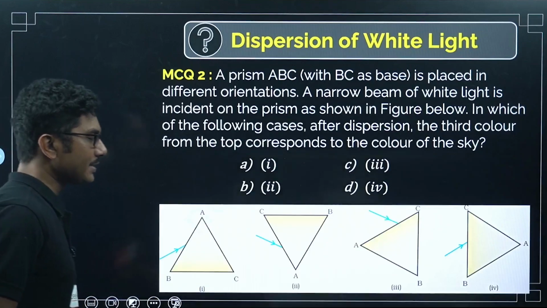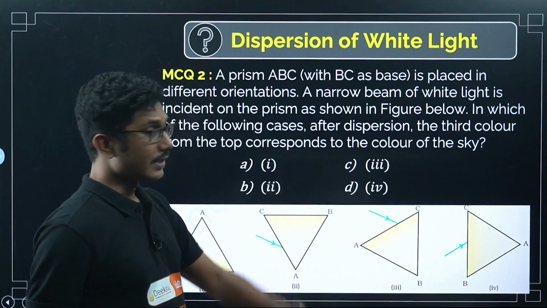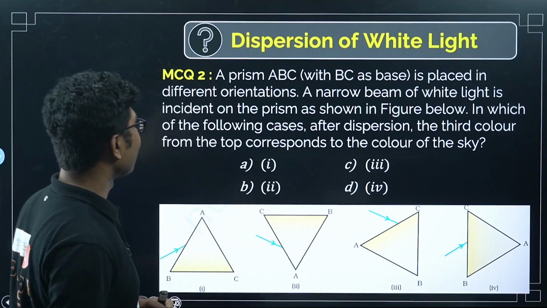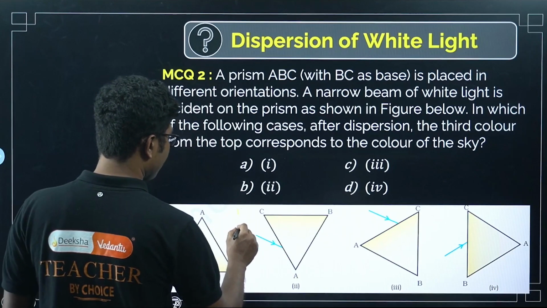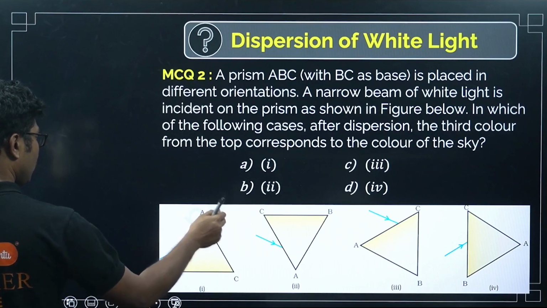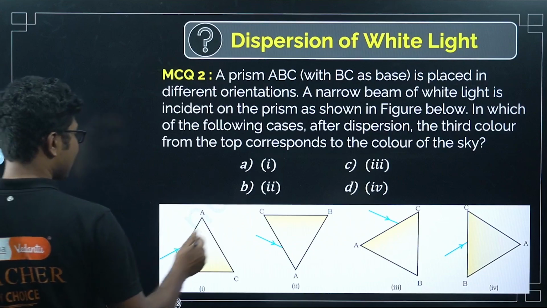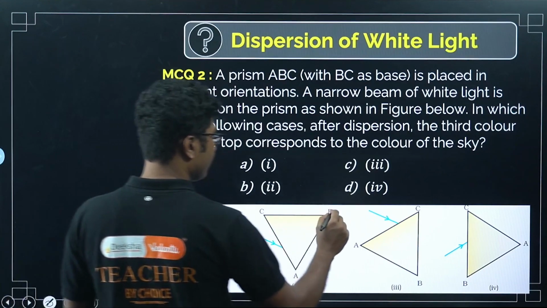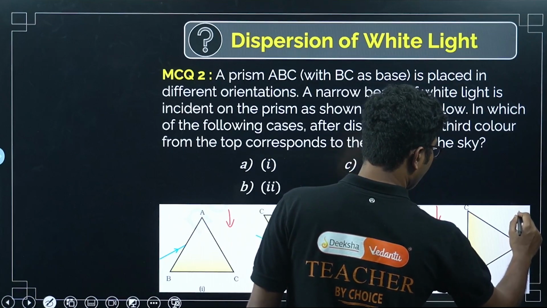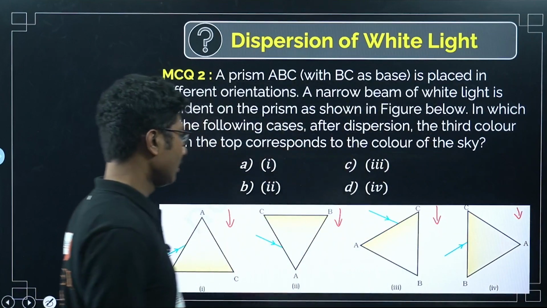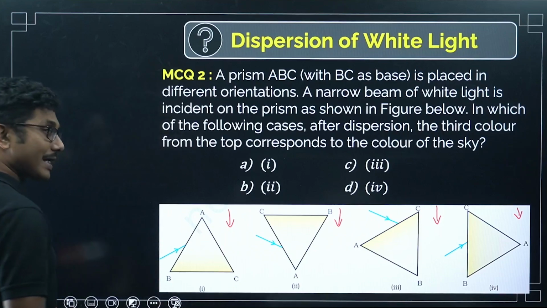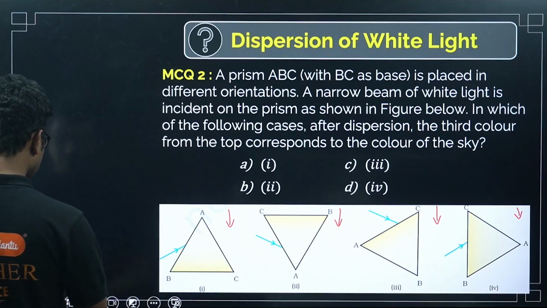So there are a few images. Now they have given you different images and they asked you in which case the third color from the top, if you are observing from the top, should be the color of the sky. Only one answer is correct. So what is the color of the sky? Color of the sky is blue, right? So the third color is blue.